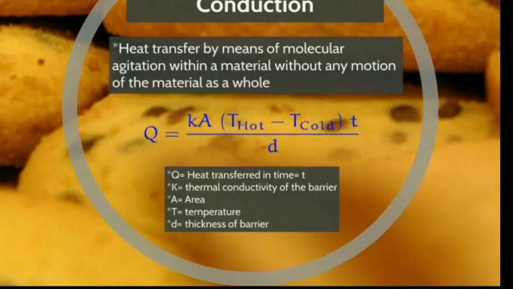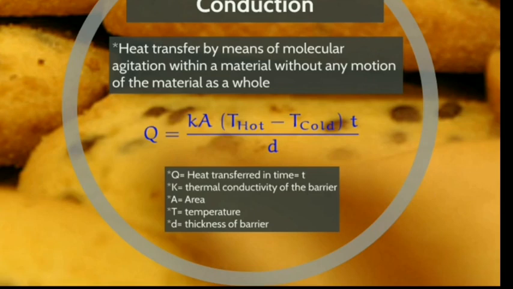We see three. First, conduction. Heat transfer by means of molecular agitation within a material without any motion of the material as a whole. It means in cookies, heat transfers by means of molecular motion inside the cookie dough without change in the external material.